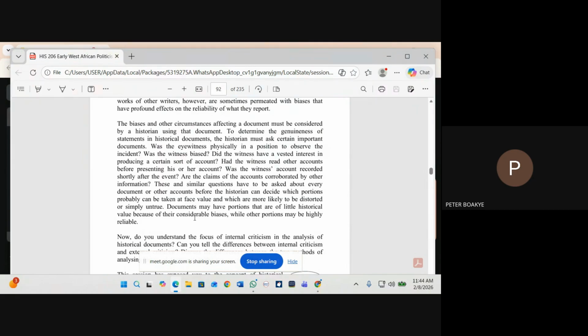The historian must ask certain important questions. I think this is an error, so correct it. The student must ask certain important questions.